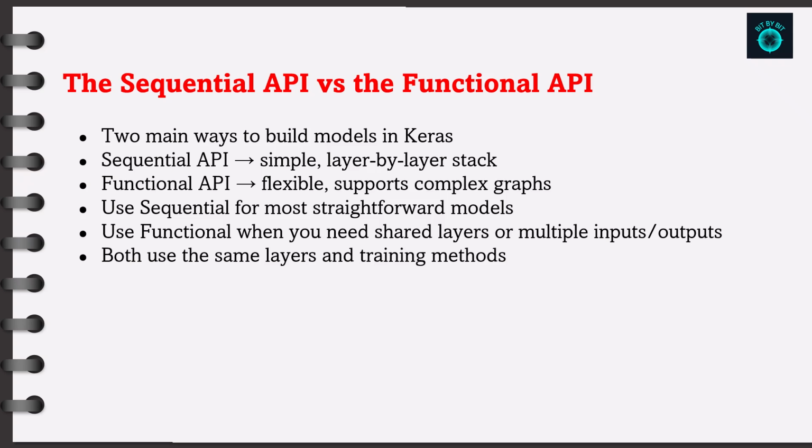The Functional API is more flexible. It allows you to build complex models with branching paths, multiple inputs, or multiple outputs. You define the flow of data manually, connecting layers like a graph. Functional models are used in research, advanced architectures, or when combining models together. Both APIs share the same layers, optimizers, and training methods. You can switch between them easily once you understand both.